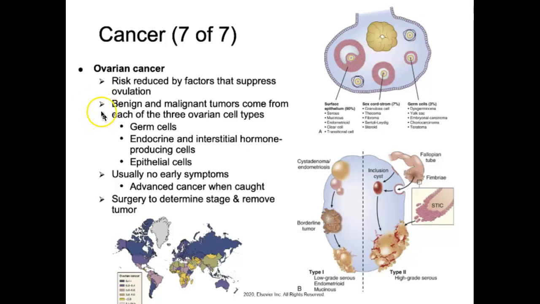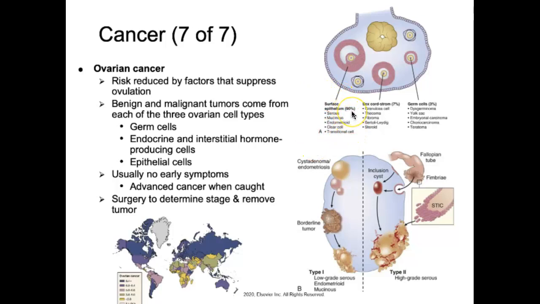And we see that these benign and malignant tumors are going to come from 3 ovarian cell types. We've got our germ cells, which means it's going to be derived from the endoderm, which will eventually differentiate into oocytes. We also have the endocrine and interstitial hormone producing cells that we find within the ovary, and epithelial cells that are going to be derived from Mullerian ducts that are going to cover the ovary and line the inclusion cysts. Most commonly, we will have the surface epithelium affected.